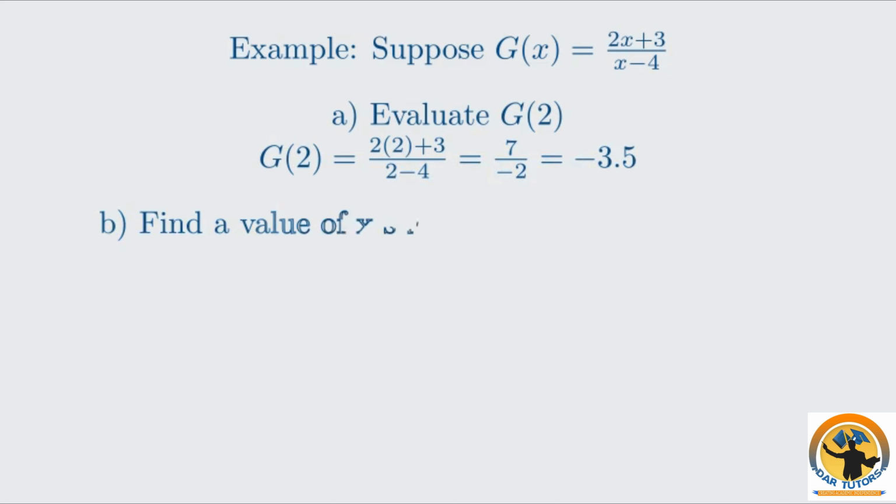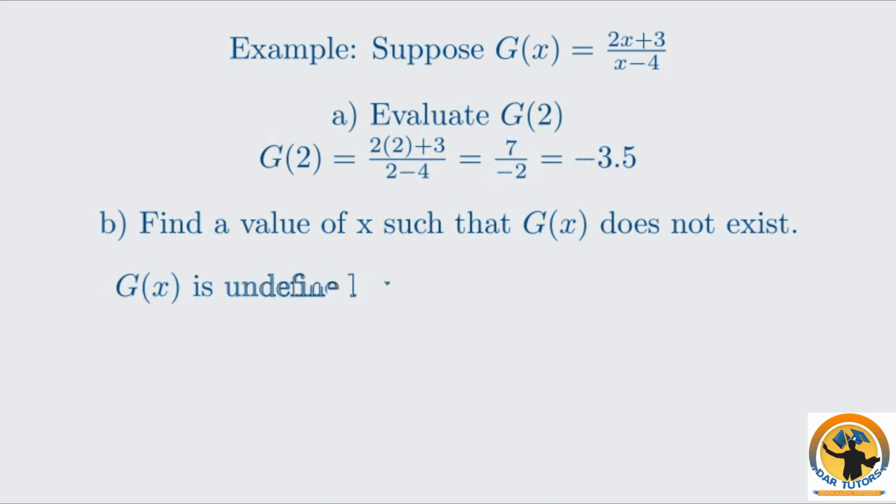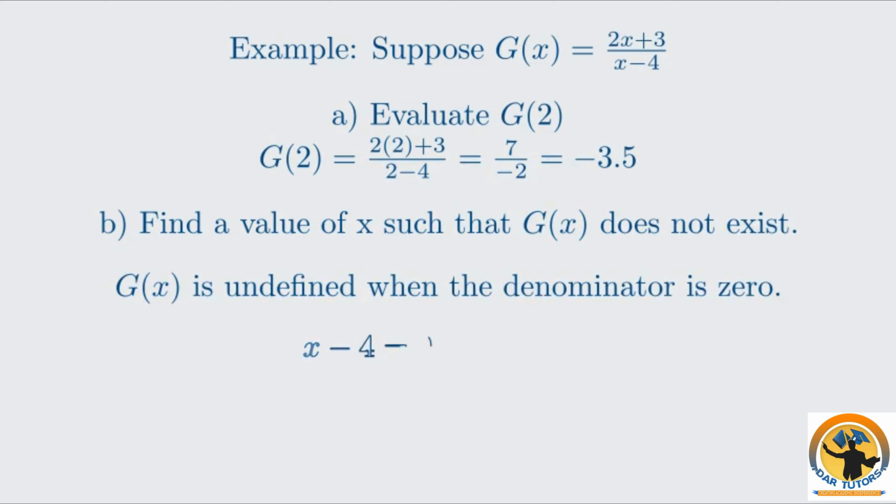Next, let's find a value of x for which g of x does not exist. A fraction is undefined when its denominator is 0. So we set x minus 4 equal to 0 and solve for x.